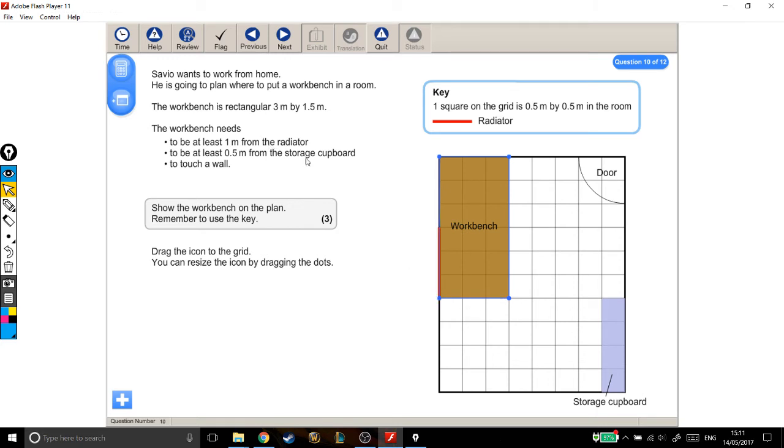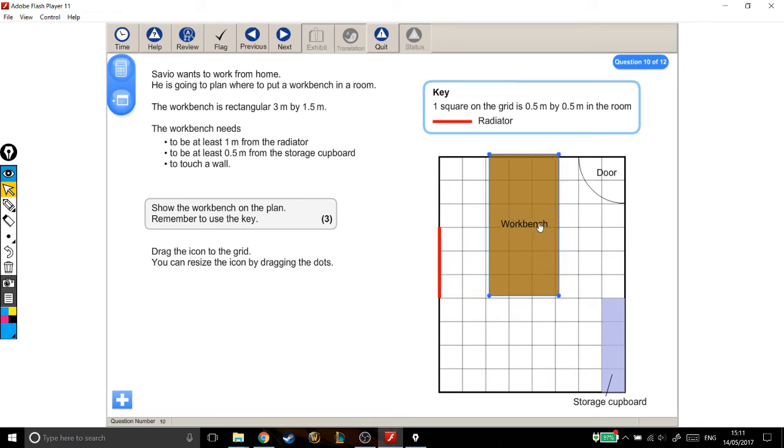So it needs to be 1 meter from the radiator. Well, 1 meter, that's 0.5 meters away, that's 1 meter away. So now it's 1 meter from the radiator, that's fine. 0.5 meters from the storage cupboard. It is. It needs to touch a wall. It does. So I think that might just be it.